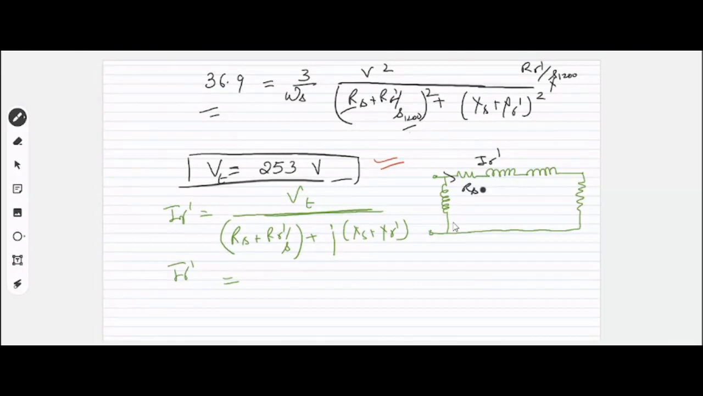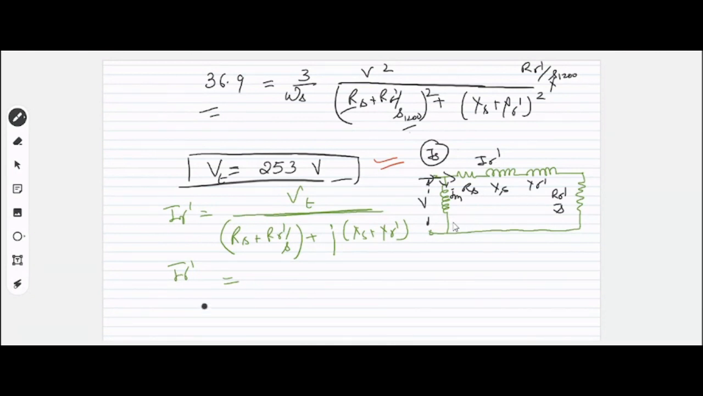That will be (RS + RR dash)/S + j times (XS + XR dash). This will be the value of IR dash, but that will not be the total value. Total value will be the IS that will be taken from the supply, and that will be equal to IR dash plus the vector sum of IM. So your IS will be the vector sum of IM plus IR dash. Is this clear? Yes sir.